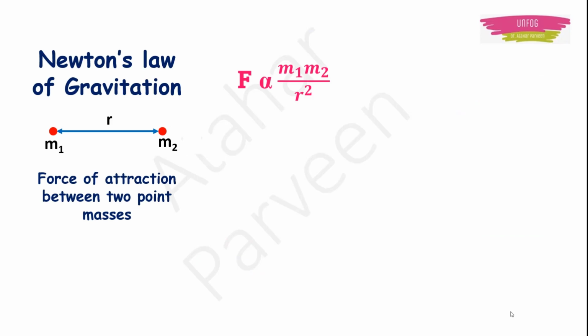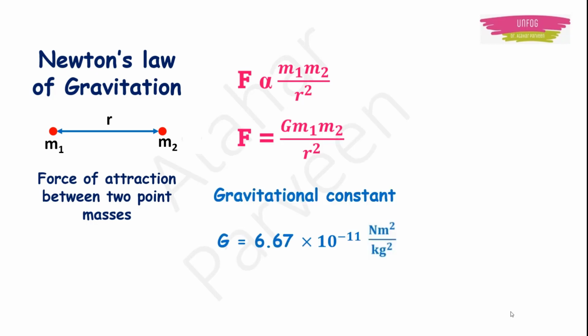Now we say that the force of attraction between these two masses is directly proportional to m1 into m2 upon r square. If I want to remove this proportionality symbol, I would apply a proportionality constant. This proportionality constant is known as capital G, the gravitational constant, and its value is 6.67 into 10 raised to minus 11. So please do remember this value along with units. This can be an MCQ question this time, because in the previous question papers they have not asked this question, so I am expecting it this time.